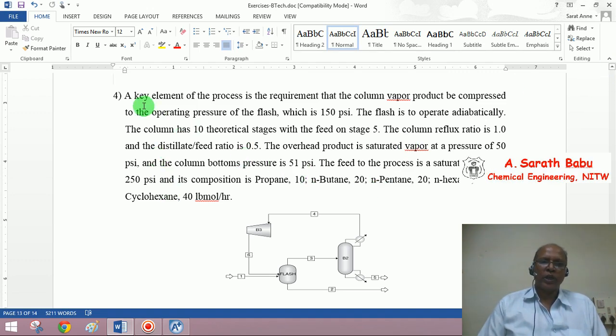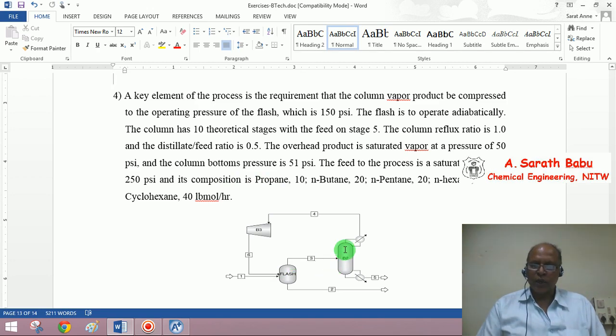Let me demonstrate the last example in this optimization exercise. Now, in this problem, the feed is entering into a flash column. The bottom from the flash column is taken out as a product. The feed consists of propane, N-butane, N-pentane, N-hexane, and cyclohexane. Now, the conditions of the feed are known.